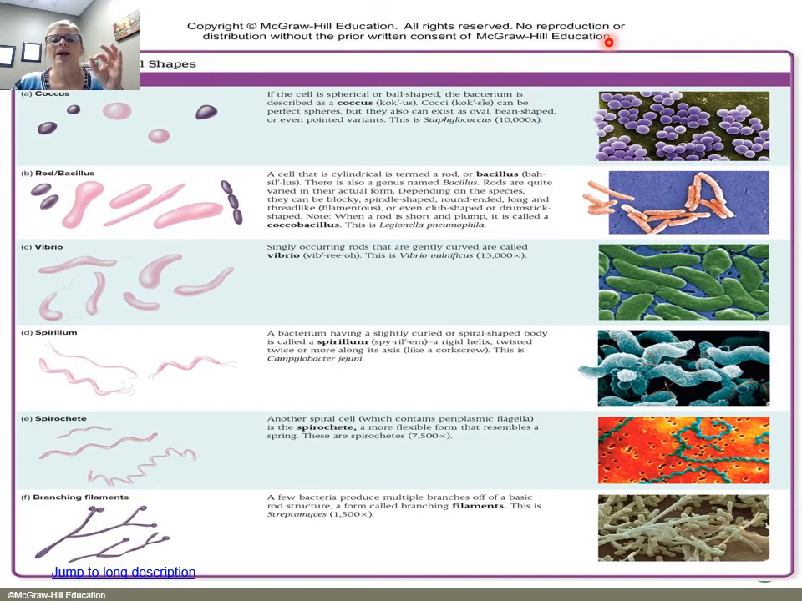Now you need to be aware that there's also a genus named Bacillus with a capital B, lowercase b for the shape. Okay, so if it says Bacillus in the genus name, you know it's for sure going to be rod-shaped. Okay, a good example of this is going to be over here. This is Legionella pneumophila. This is a strain, I believe this one causes Legionnaires' disease.